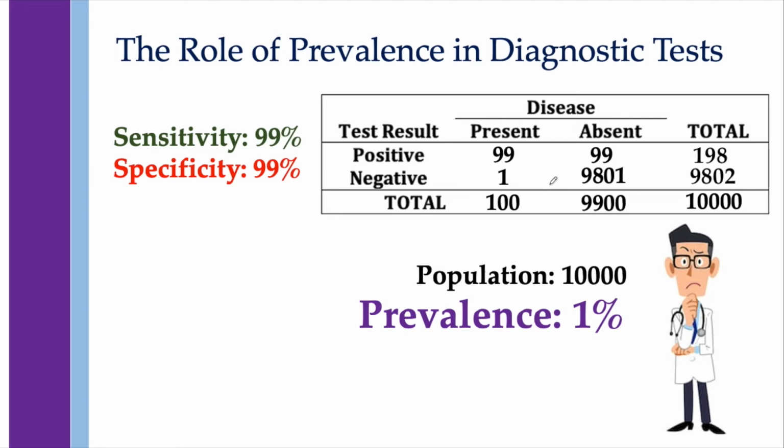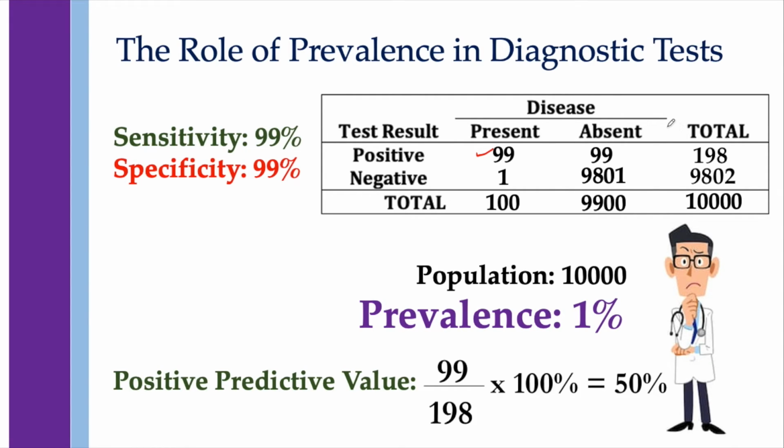So let's try now to compute what we call the positive predictive value. The positive predictive value will just be 99 divided by this total here. And that gives us a 50% positive predictive value, which is kind of a low positive predictive value. If this is the positive predictive value of the rapid test kit, then it will just be useless.